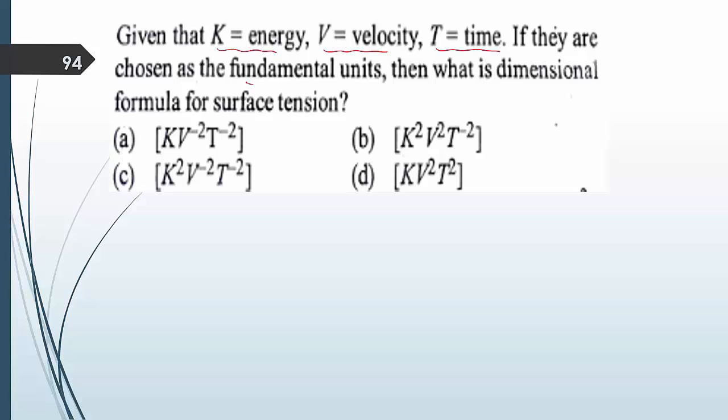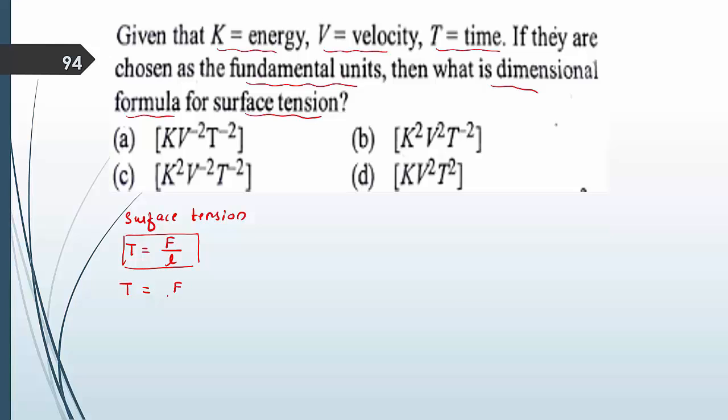If they are chosen as the fundamental units, then what is the dimensional formula for surface tension? Surface tension T is equal to force per unit length. This is the formula: T equal to F divided by L. I am going to modify this equation. Observe here: T equal to F divided by L, keep as it is, into L divided by L. If L and L get cancelled, we will get the same answer. Into T square divided by T square I am using here. T square, L and L, if they get cancelled, we will get again the same answer.